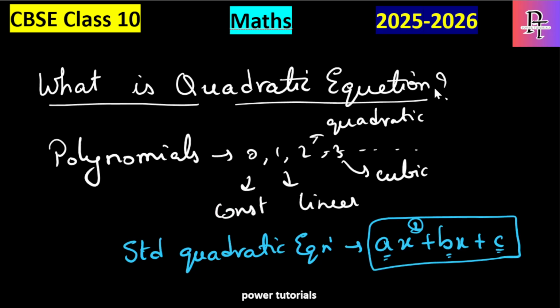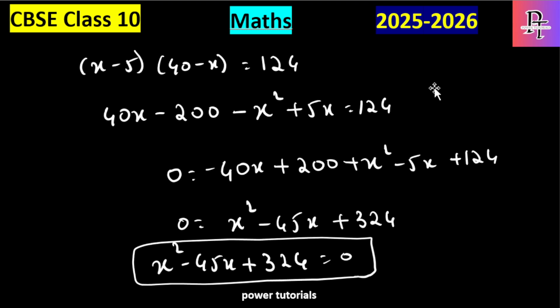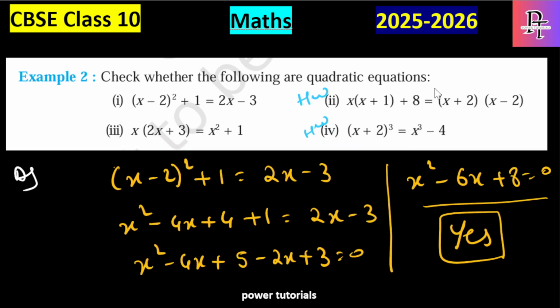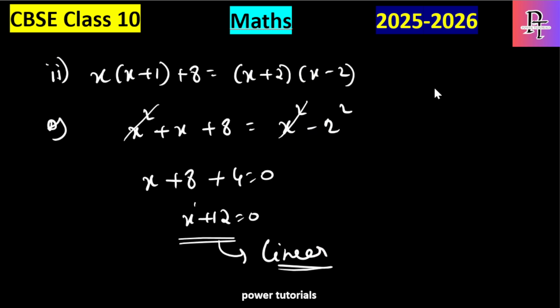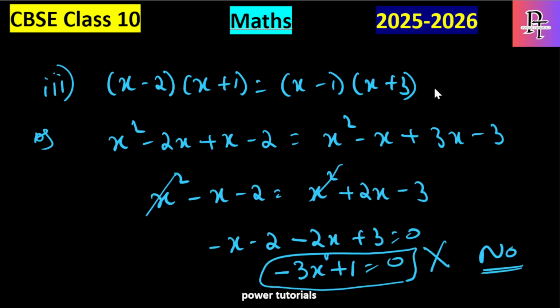In chapter 4 first part I covered what is a quadratic equation, and we also started with examples like how we can represent a statement in the form of a quadratic equation. Then we started example 2 questions, we covered those, and we started with exercise 4.1 as well. A few I explained in the recording session and a few in the live session after the class.